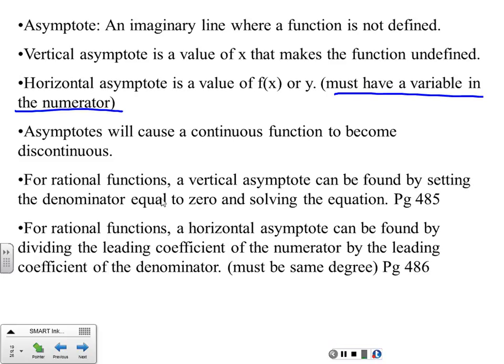For rational functions, a vertical asymptote, we just said that, can be found by setting the denominator equal to 0. For rational functions, your horizontal asymptote, here it is. Your horizontal asymptote can be found by dividing leading coefficient of the numerator by leading coefficient of the denominator, if you have the same degree. But you have to have a variable in the numerator. Okay, if not, it's just automatically 0. Yes? You said if you do not have a variable in the numerator, you're going to have a y asymptote 0.